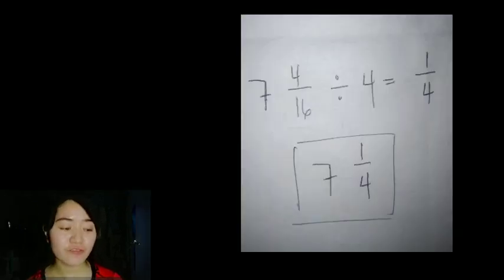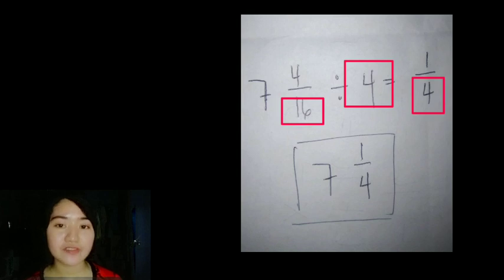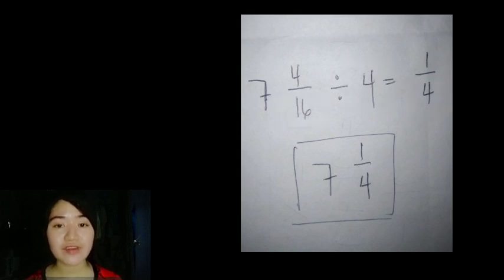And then, mapapansin nyo, yung 4 at saka 16, pwede silang ma-divide sa 4. So, 4 divided by 4, that is 1. And then, 16 divided by 4, that is 4. So, 1/4 yung simplified form ng fraction natin. So, ang final answer natin is 7 and 1/4.